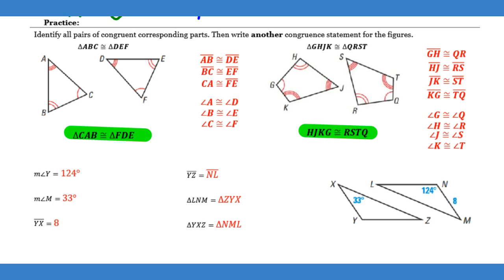In the second problem, you were supposed to find all the values listed based on the fact that these two figures are assumed to be congruent. So check your answers. Let me know if you've got questions.